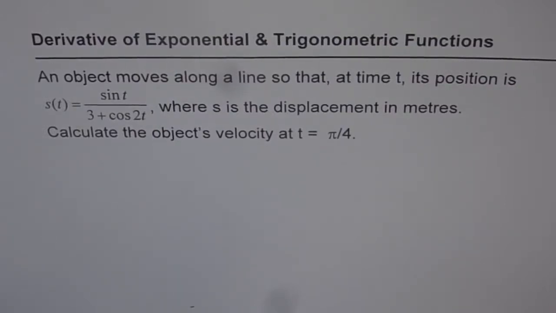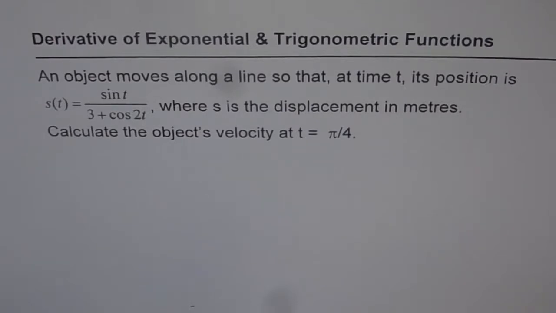Derivative of exponential and trigonometric functions. An object moves along a line so that at time t, its position is s of t equals sine t divided by 3 plus cos 2t, where s is the displacement in meters. Calculate the object's velocity at t equals pi by 4.